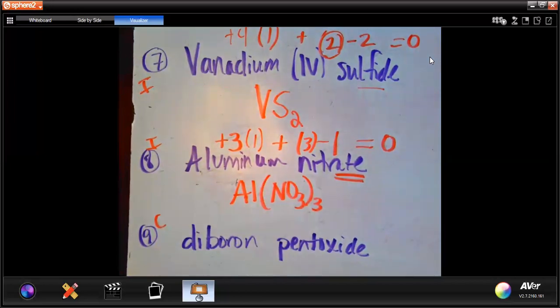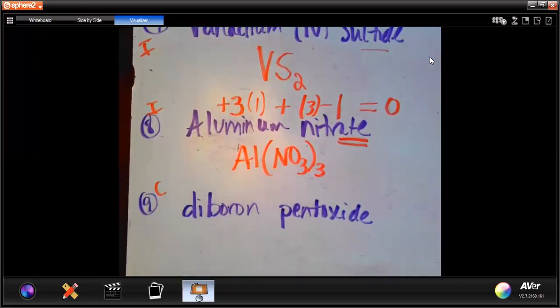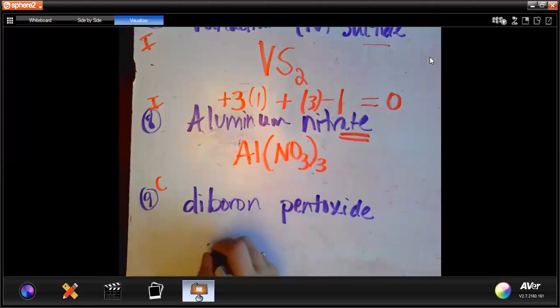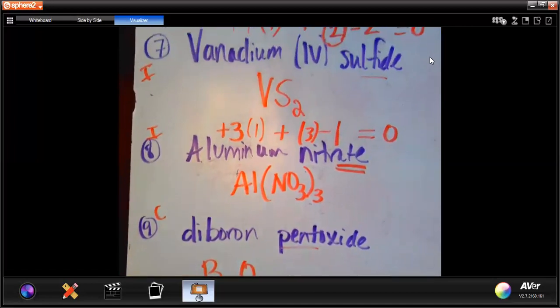Right? And then the next one, diboron pentoxide. Di means 2, so that means there are 2 borons. Penta means 5, so that's O5. Okay? Let's do a couple more.